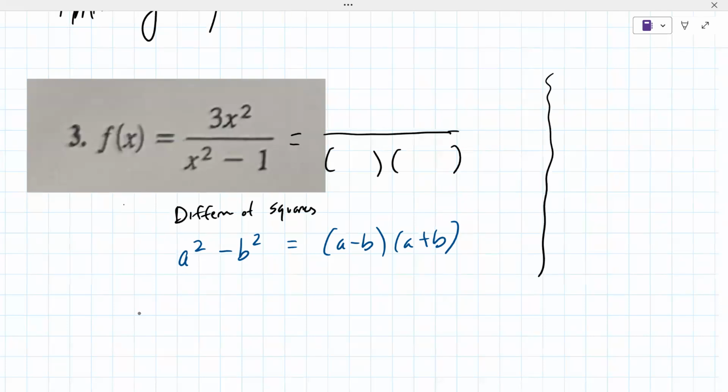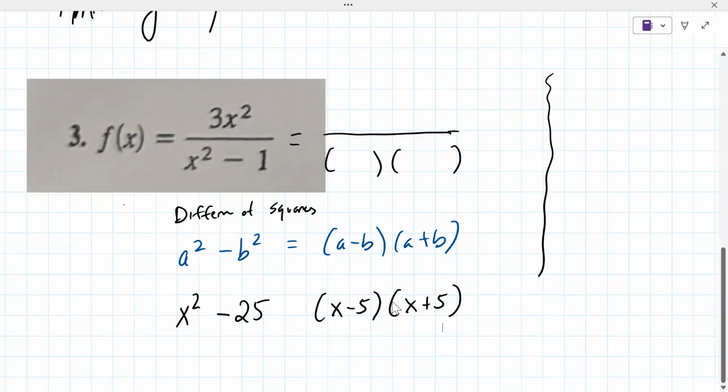Okay, so let me give you an example here. Let's say it's x squared minus 25. This becomes x minus 5 times x plus 5. Where did the minus 5 and 5 come from? It comes from the 25 because it's the square root of 25. Right, it's a square root. So see if you can use that to figure out what x squared minus 1 becomes.